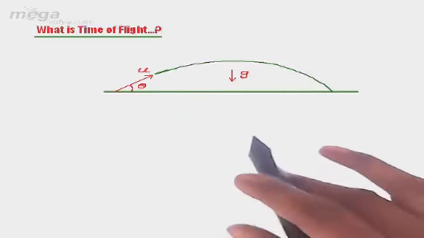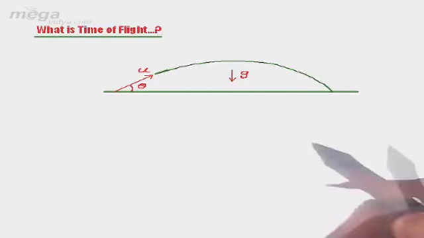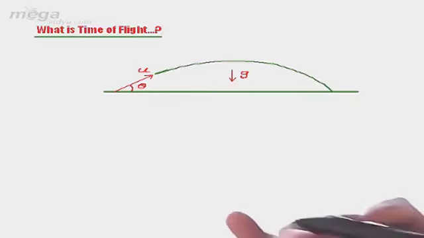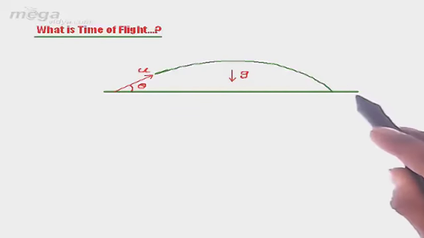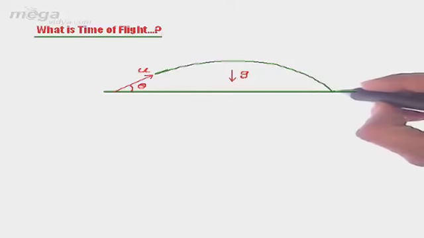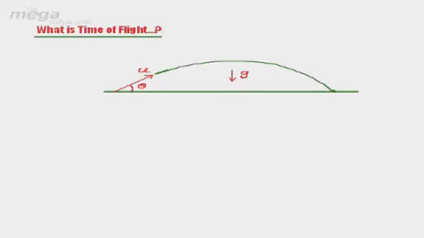Now for this situation, the object which has been thrown from the ground remains in the air along its path up to the time when it again hits the ground. So time of flight basically means the time taken by the projectile while it is flying in air or in space. So what we have to do is find the value of time of flight.